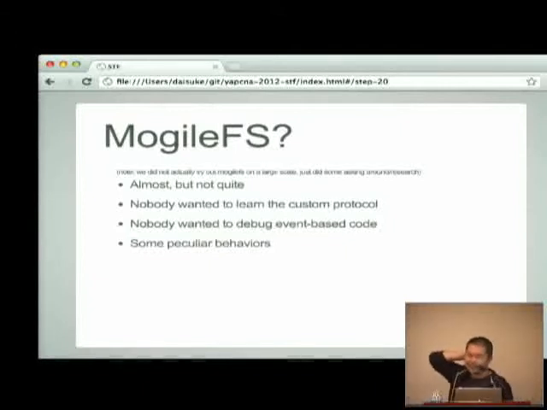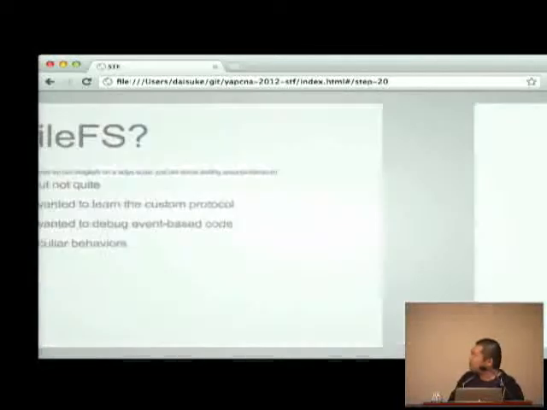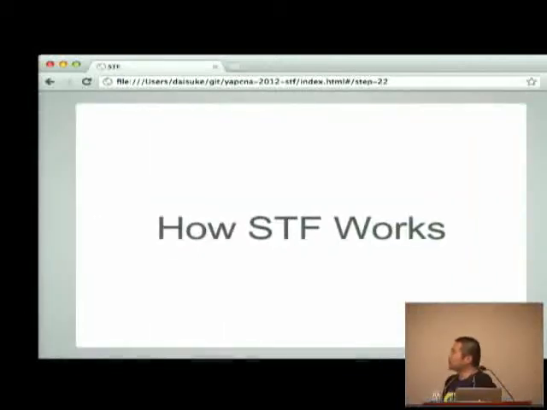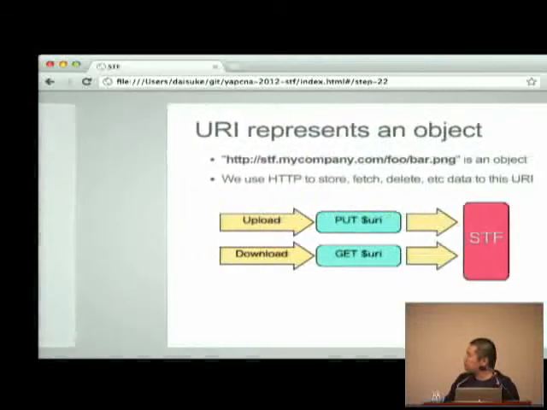And from what I heard, there are some peculiar behaviors where when you put in a new storage node, apparently a lot of the writes go to that storage node instead of balancing evenly. I don't know. So there's some stuff that was out of our hands, and we weren't going to do it. So anyway, we built it. Okay, so that's what STF is and why we started building it. And I'm going to try to explain how STF works.